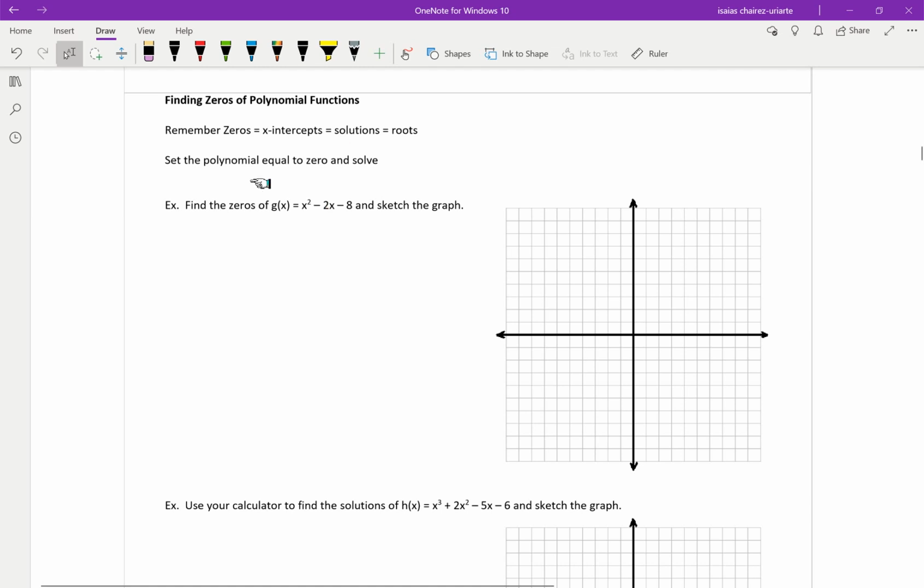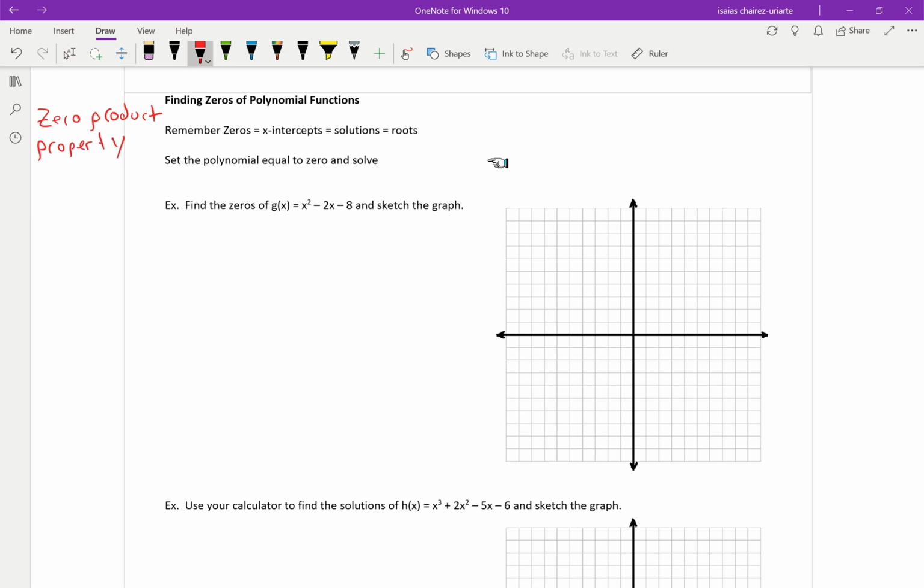Alright, so let's find some x-intercepts. In order to find the x-intercepts, we need to set the polynomial equal to 0 and solve. And so let me remind you of something that we talked about in the past. It's called the zero product property.